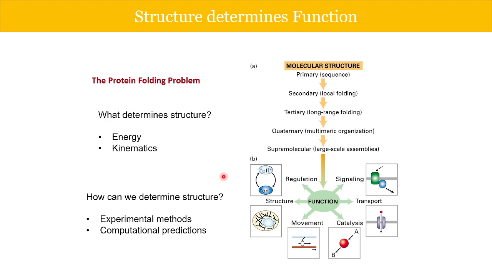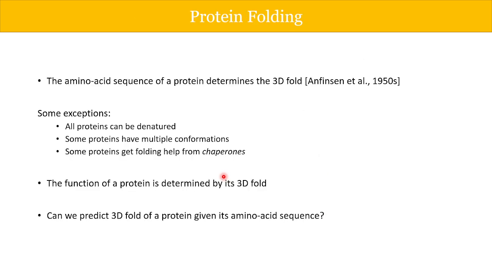So what determines the structure? Basically, it's the energy and the kinematics. So protein folding: the amino acid sequence of a protein determines the 3D fold. If you know the sequence of the protein, you can predict the structure of the particular protein depending on the type of tools that have been developed. But previously they used to do it manually, as in Anfinsen's experiment, where they had to introduce the cysteines and all, and from there they found out the folding of the protein and something like that.